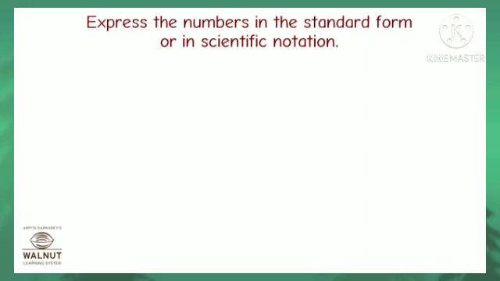Express the numbers in the standard form or in scientific notation. Let's see the given number. The decimal point will come after 7. Hence we write 7.82. Now let's see the jumps of the decimal point.